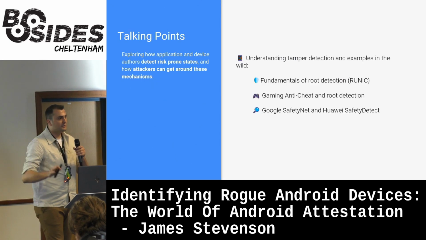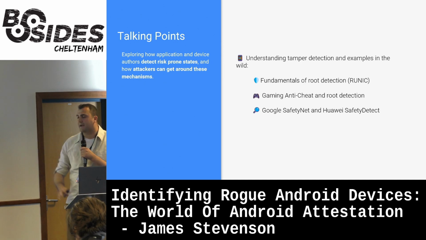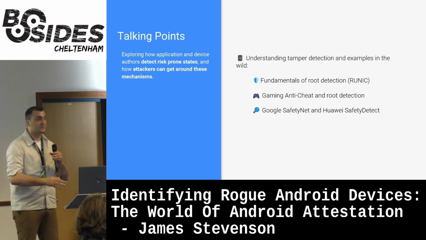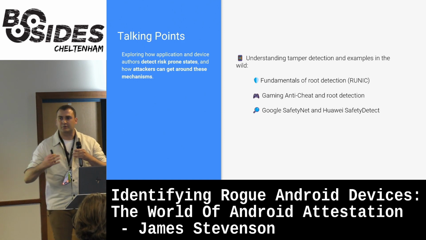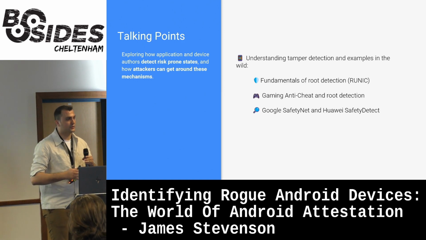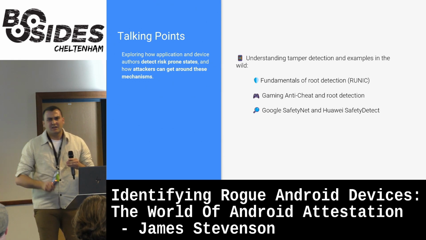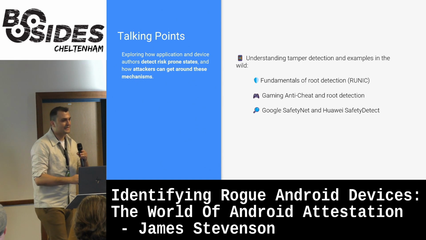So what are we actually going to talk about today? Well, I've broken it down to three main areas, but primarily we're going to be talking about Android attestation, Android tamper detection, right? How blue teamers or how software engineers protect Android applications. I've broken it down into three main areas, and primarily those are three different examples.